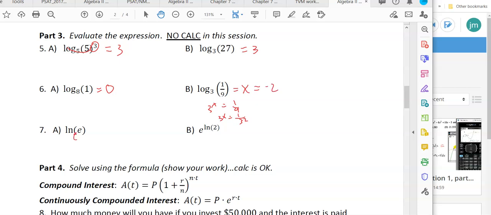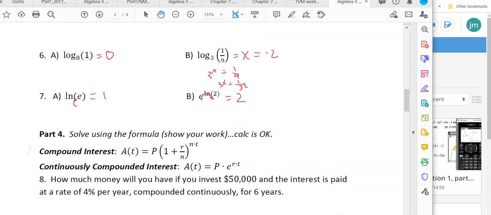If you see the property natural log of e, just like log base 3 of 3, is always going to be 1. E to the what power is e? Because the bases match here, the answer is just 2. That's one of our properties. I hope those are easy for you.